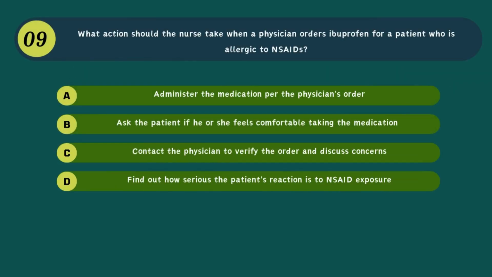Question 9. What action should the nurse take when a physician orders ibuprofen for a patient who is allergic to NSAIDs? A. Administer the medication per the physician's order. B. Ask the patient if he or she feels comfortable taking the medication. C. Contact the physician to verify the order and discuss concerns. D. Find out how serious the patient's reaction is to NSAID exposure.